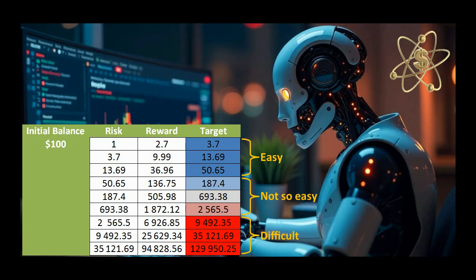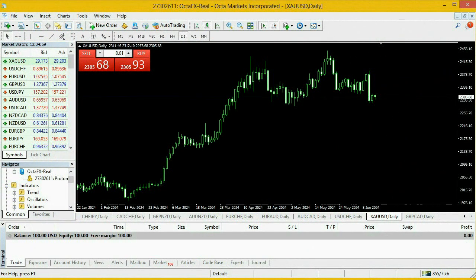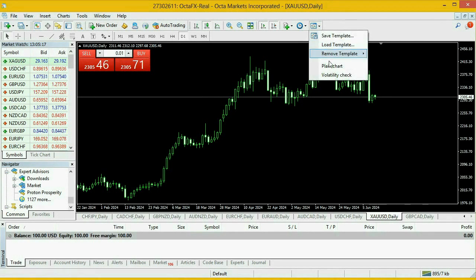Let's have a look at our first trade. This is obviously a live market and we have $100 in this account, which is a real account, as you can see. On Expert Advisors, this is our expert. But first we need to check for volatility to increase our chances for success.